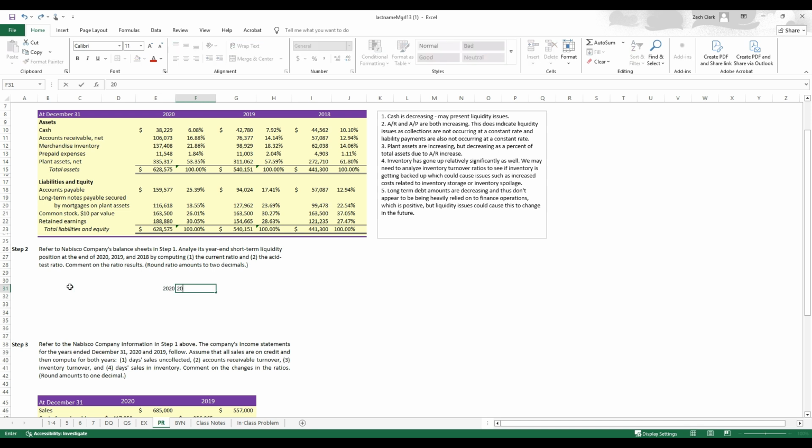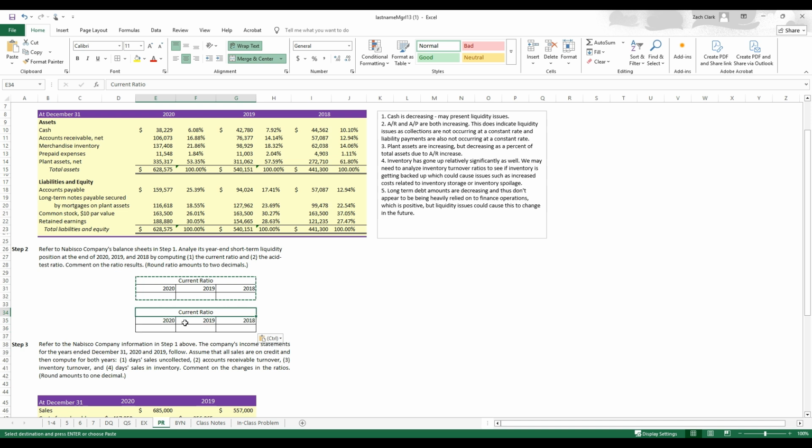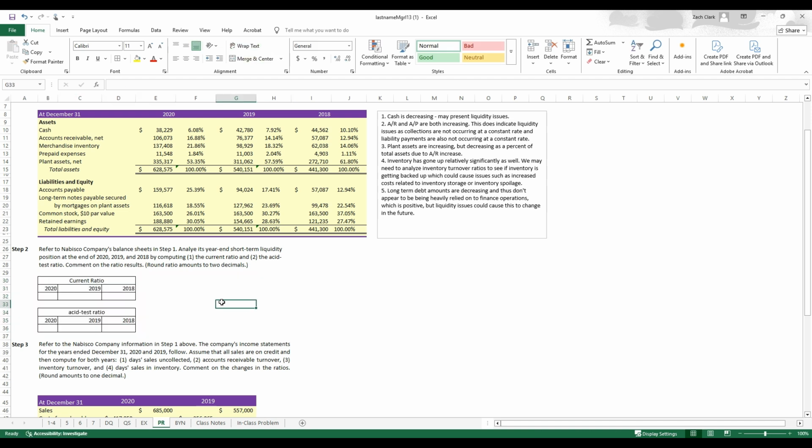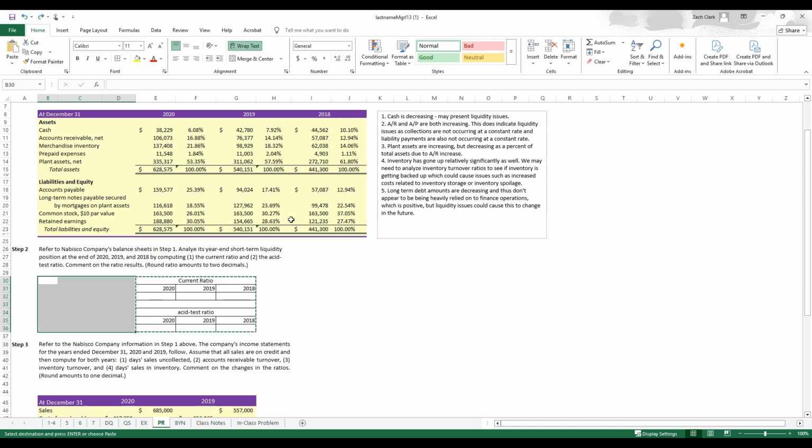So we'll do 2020, 2019, 2018. I will merge these cells here and say current ratio. So now we've got a spot to calculate our current ratio, and then I'll copy that whole thing, put it down, and say the acid test ratio, or quick ratio is another name for that. And I'm just going to leave it over there.